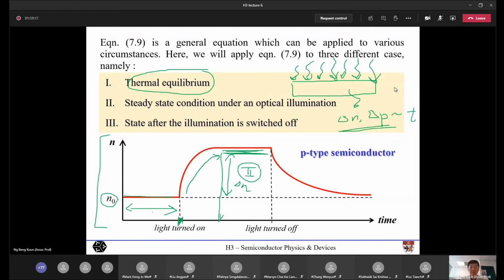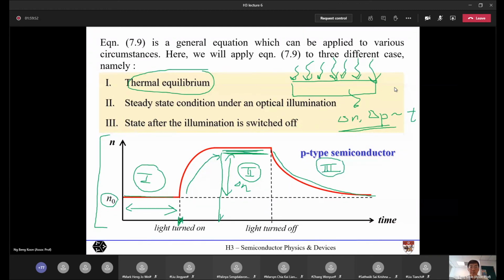Okay, so that's case 2, right? Case 1, as I say, is a trivial case, is this portion here. Then case 3 is after the steady state condition, if you switch off the light, then the optical excitation source is gone, right? You take out this extra generation process, and you would expect the extra carrier to slowly decay back to 0, and you go back to your thermal equilibrium concentration for N0. Okay, so this is our case 3.